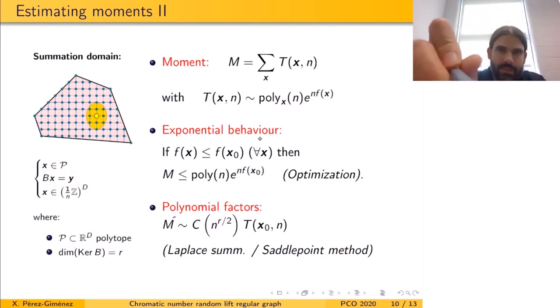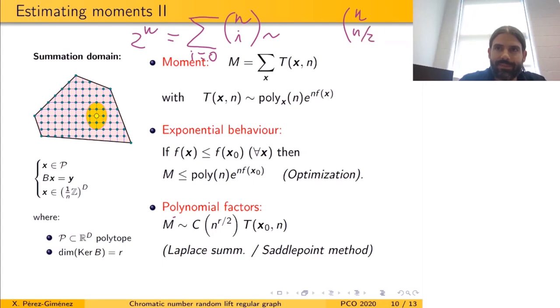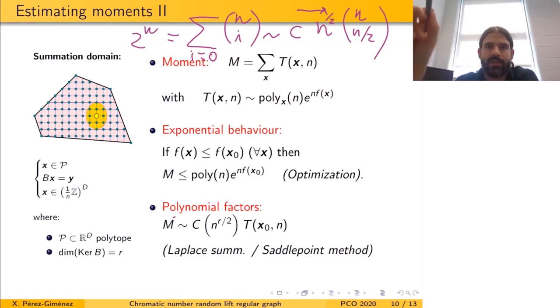If you want a trivial example, if we were to sum the binomial coefficients, everybody knows that this is 2 to the n, but we could just look for the term that gives you the maximum exponential contribution, which is when i equals n over 2, and we add a correction of the square root of n times some constant, where this square root of n is just the dimension of our domain of summation.